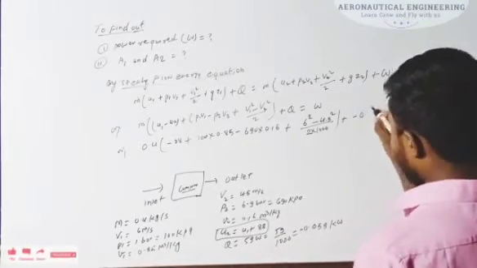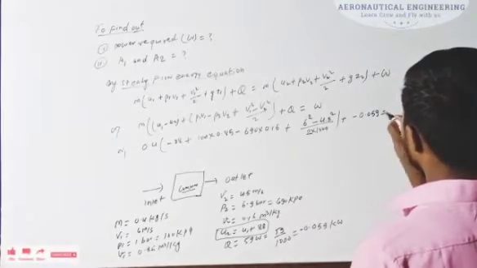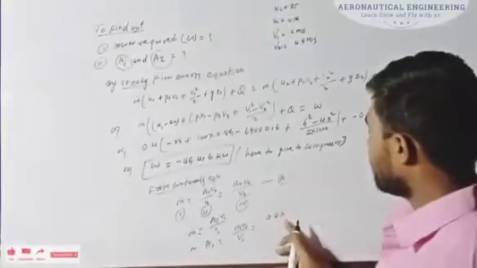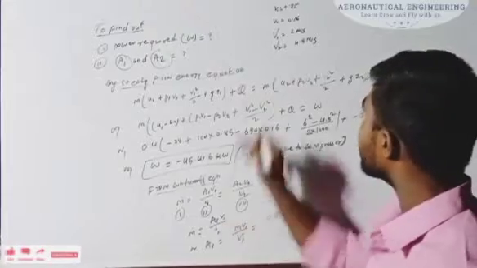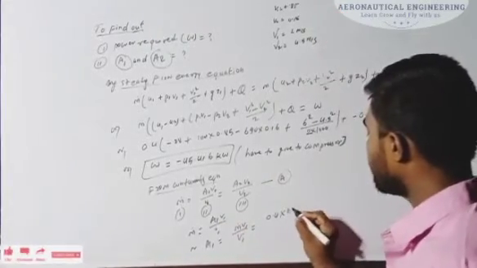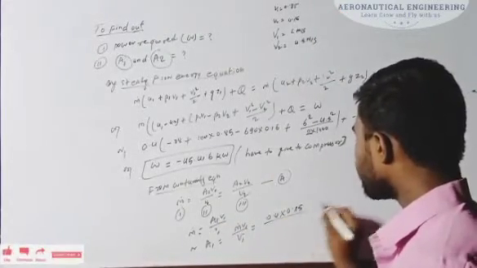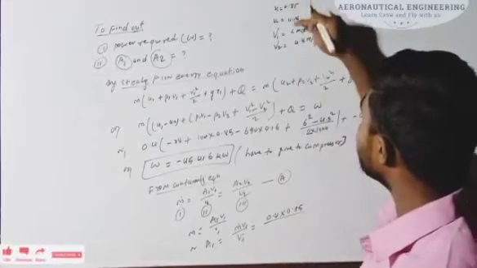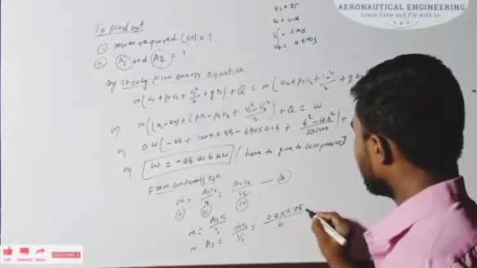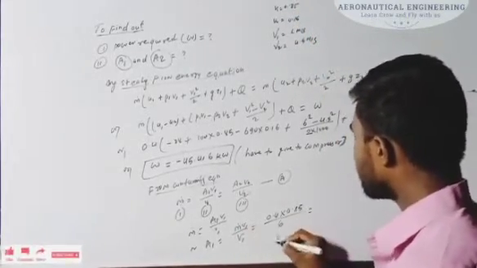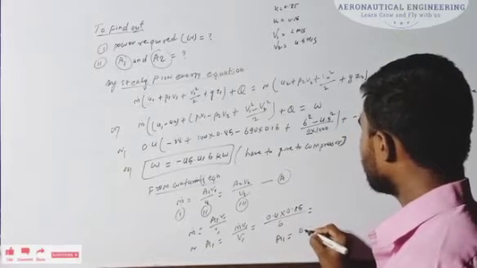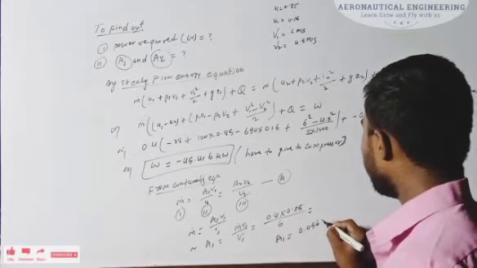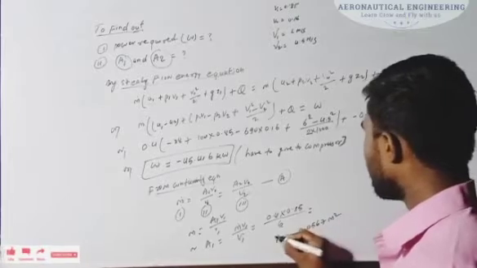Q is 0.059 equal to w. Here the volume for inlet condition v1 is given 0.85, so 0.85 upon velocity for inlet condition, which is given 6 meter per second. After solving this we get A1 equal to 0.0567 meter square.